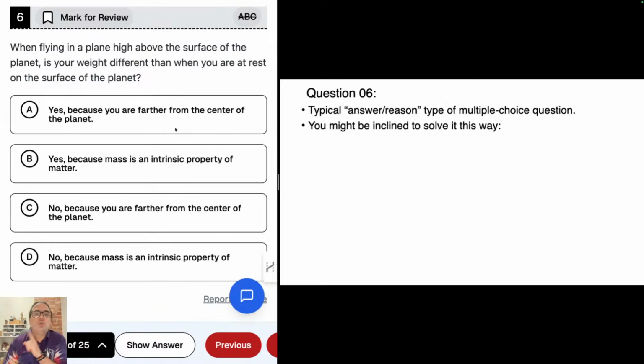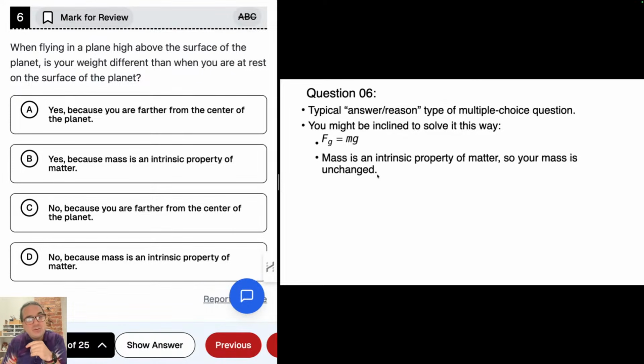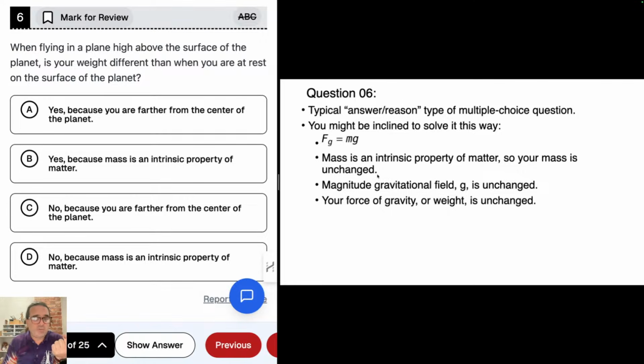Now, you might be inclined to solve it this way. Force of gravity equals mass times the acceleration due to gravity. Mass is an intrinsic property of matter, so your mass is unchanged. The magnitude of the gravitational field, little g, is unchanged. Therefore, your force of gravity or weight is unchanged. That would give you answer choice D. Unfortunately, that is incorrect. Class, what is wrong with what we just said?